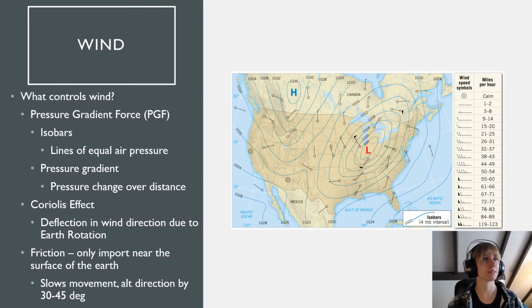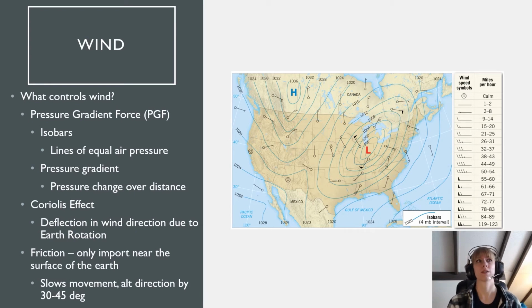It's pretty neat. Then we have friction, which isn't as big. So pressure gradient force is the biggest one. The Coriolis effect is a deflection due to the spinning of the Earth. And so in low pressure zones, winds spiral inwards, and in high pressure zones, they spiral outwards because of this. Friction is only important near the surface of the Earth, and it acts to slow air movement and alters its direction by about 30 to 45 degrees. This only happens as wind gets close to the surface, because it's friction that slows it down.